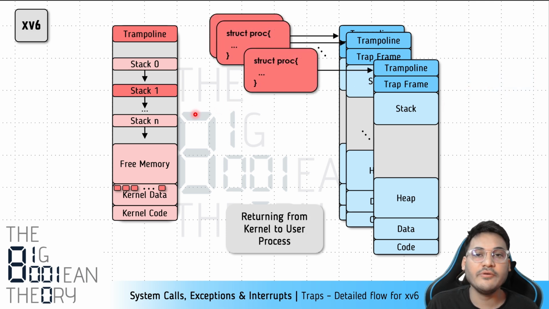And finally, for returning from the kernel to the user process, we said that since the kernel has the process control blocks for every process, it has all the information that is necessary to make the switch. We'll see the exact details soon, but this is how the overall idea of trap works, right?